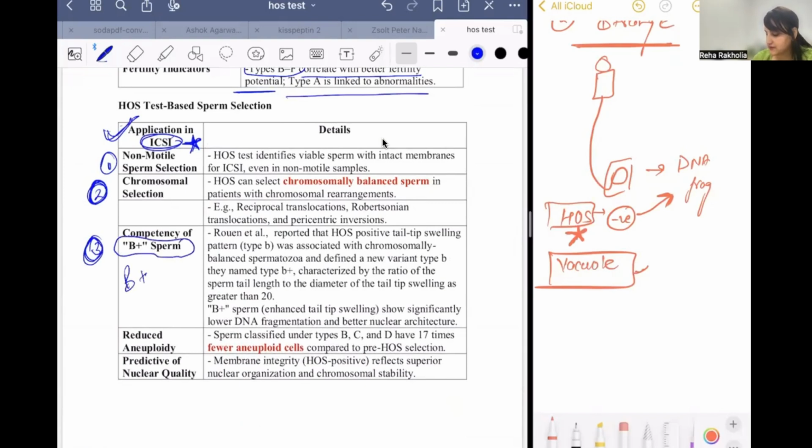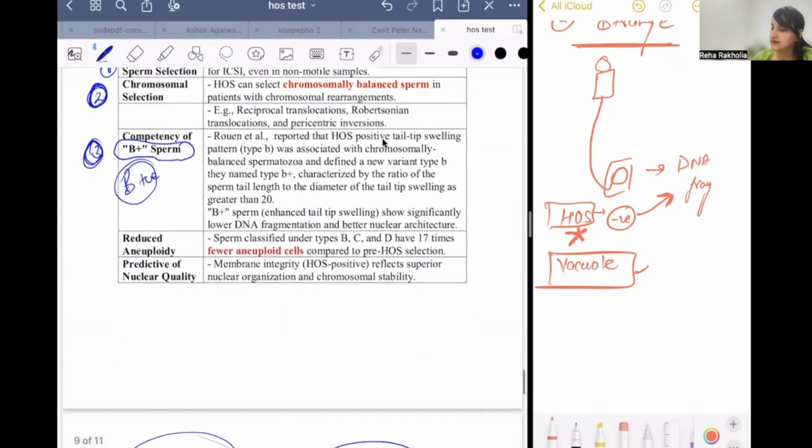There is one sperm type called B positive sperm. Researchers like Ruin et al. identified a group of sperm called B positive sperm. What was the key trait of this sperm? The tail tip swelling has a tail to swelling ratio of greater than 20. These sperm are chromosomally balanced, have low DNA fragmentation, and exhibit stronger nuclear architecture.